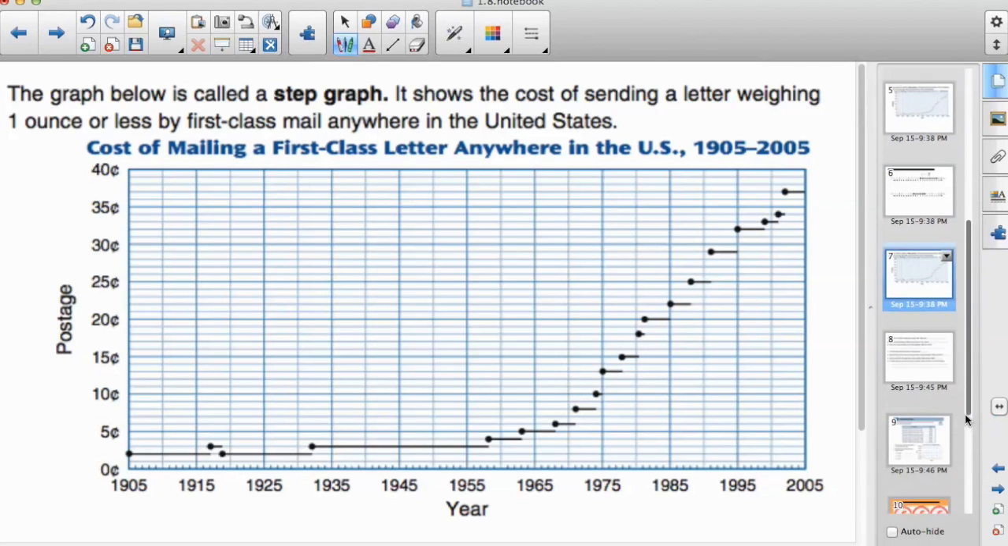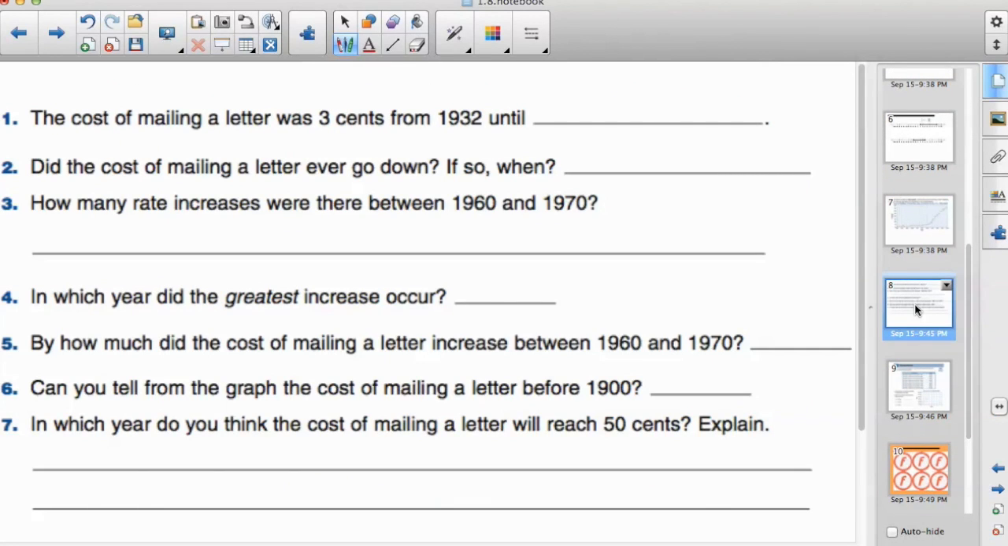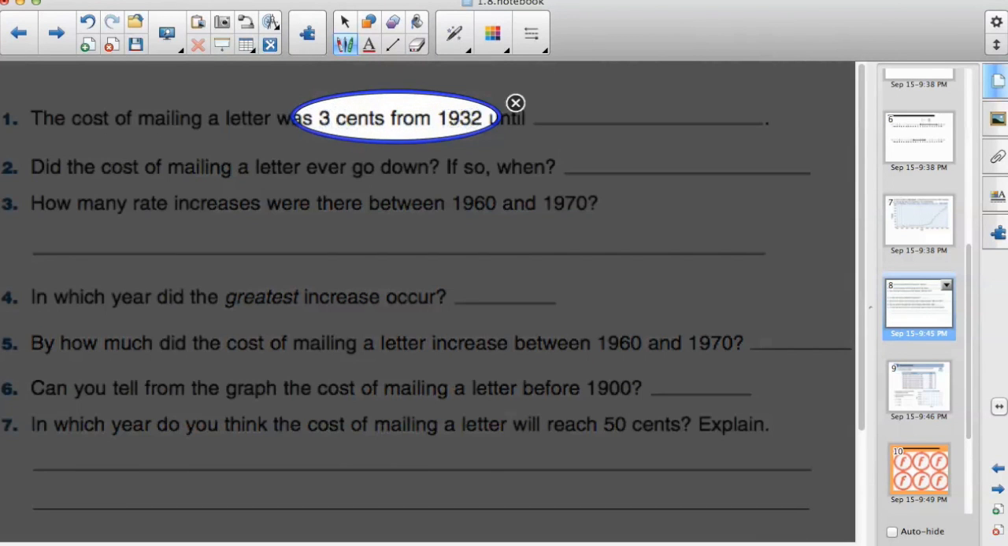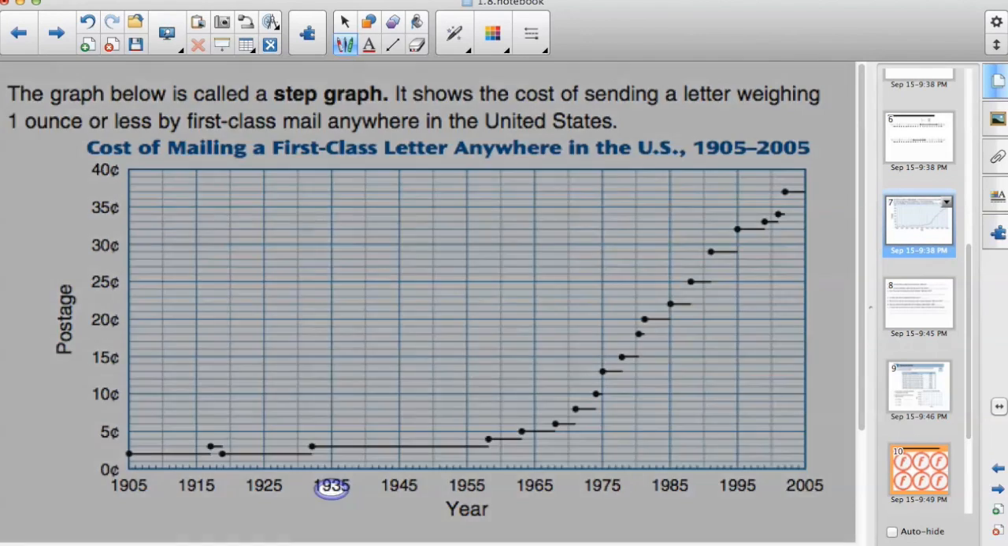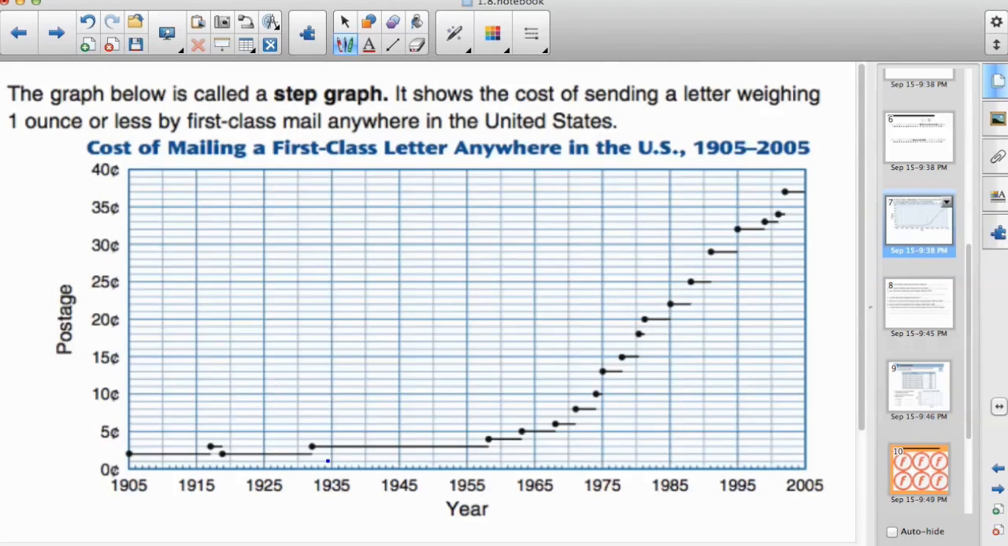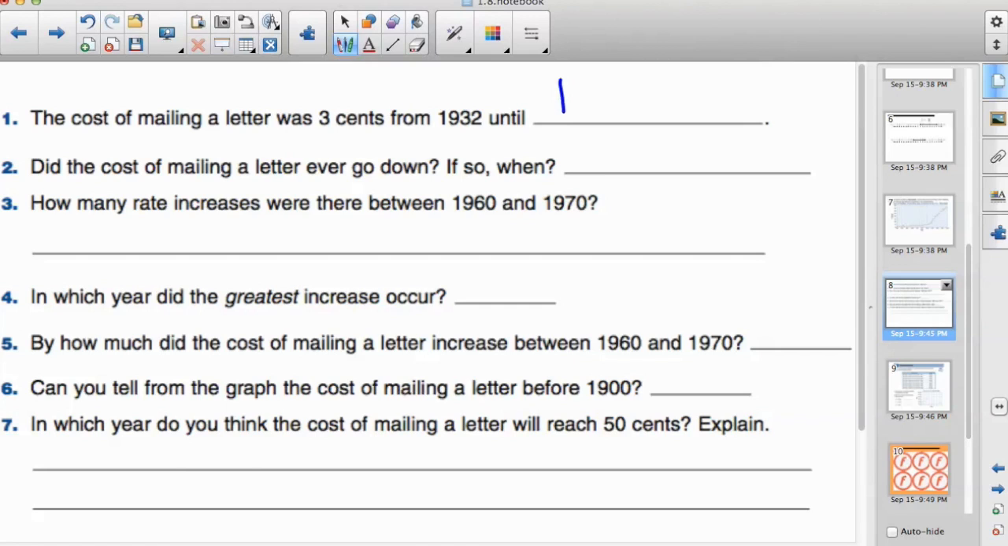Moving forward, let's go ahead and answer a couple of questions about this to gain some familiarity with step graphs. The cost of mailing a letter was 3 cents from 1932 until when? If we go back to our step graph, we find 1932. Here's 1935, and we're going to go back: 1934, 1933, 1932, and we see a dot beginning right there. How long does it continue for? When does it stop being 3 cents? Well, here's 1955, 1956, 1957, 1958. So we see a change in 1958.